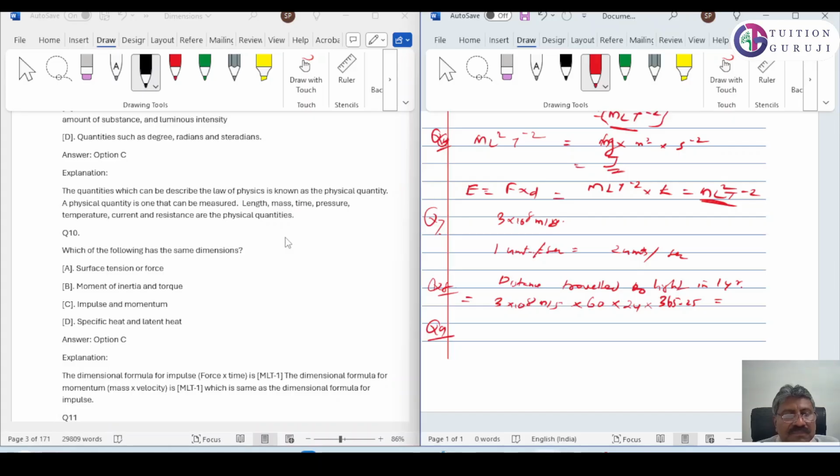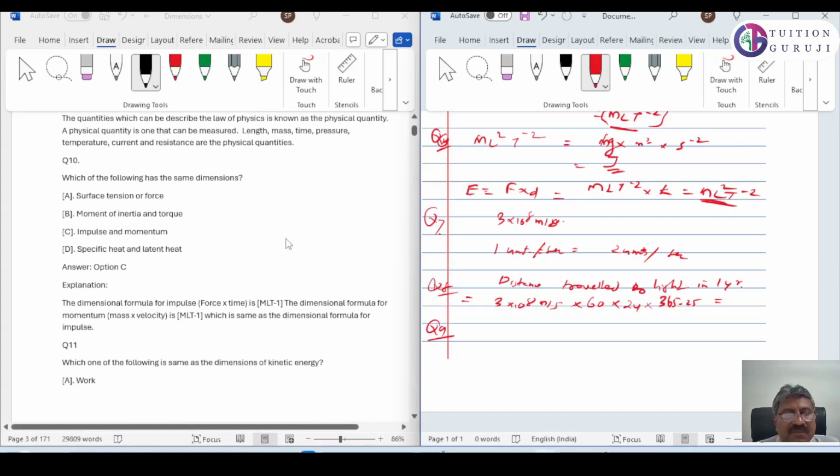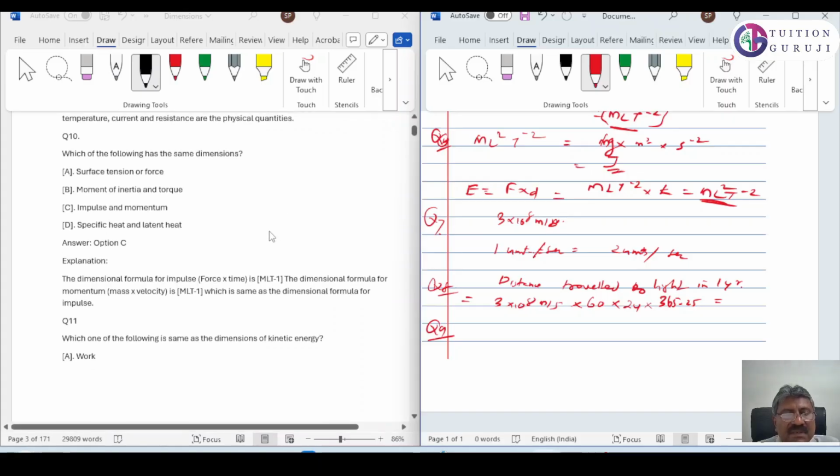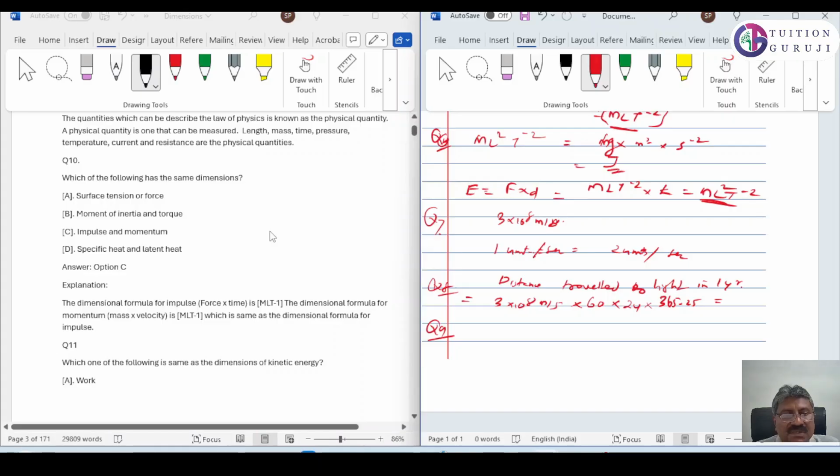Now next question: which of the following has the same dimension? Surface tension and force, moment of inertia and torque, impulse and momentum, specific heat and latent heat. So let's see which one has the same dimensions.